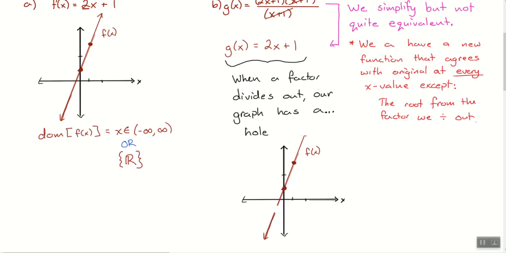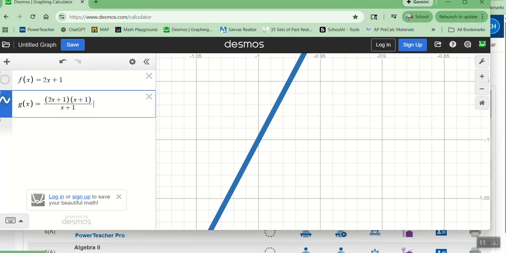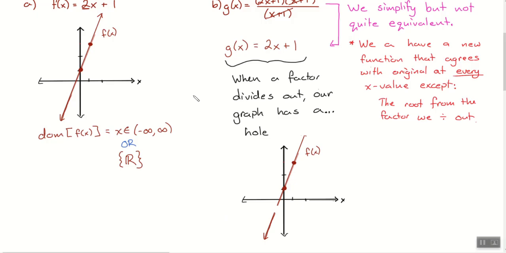And here's where I legitimately believe that you're better than Desmos. Can you guys see the hole on this graph? No. Can you see the hole on our graph? We are better at graphing this situation. Your calculator, you won't see the hole. You can't. Because it's infinitely small, you won't see it. But we know it's there because we had a factor that divided out.